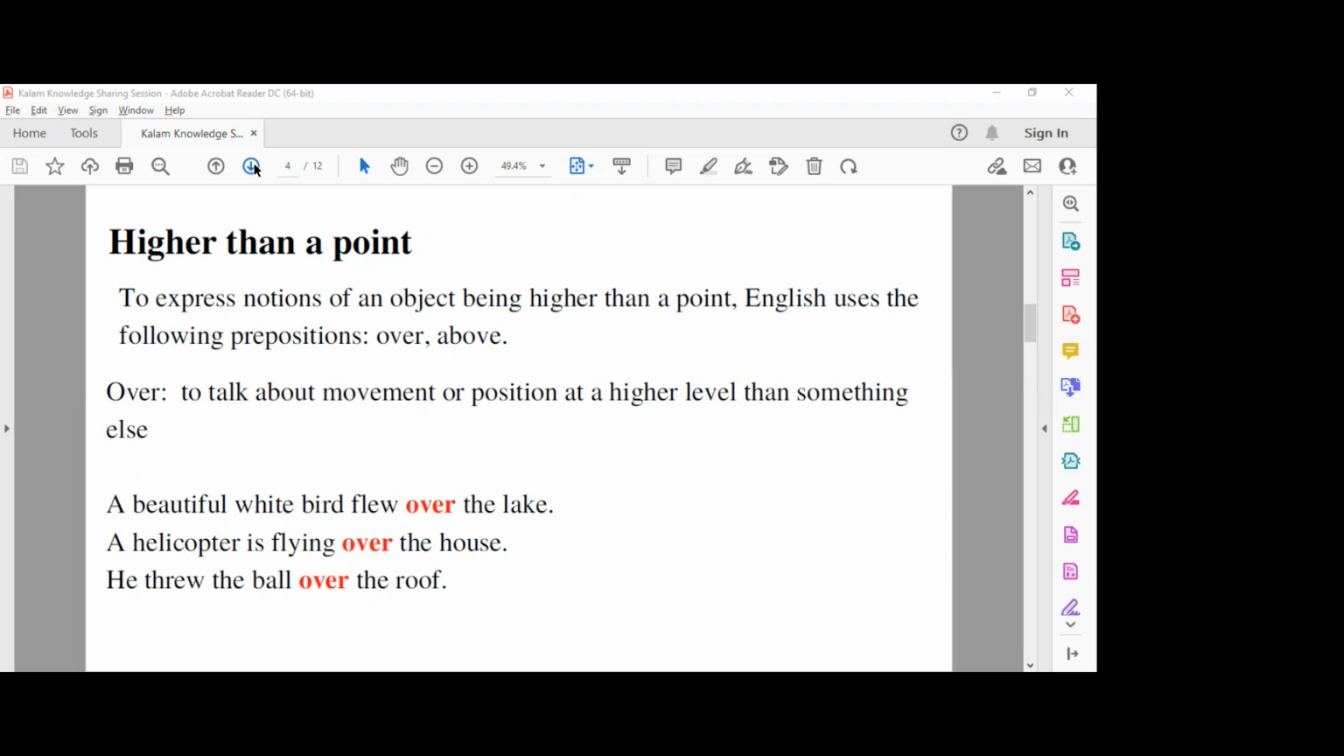Next one is: a helicopter is flying over the house. It is flying over the house. The helicopter is moving from one point to another point. So in that case also we have to use "over". Next one is: he threw the ball over the roof. The ball is going from one point to another point. It is movement. So in that case also we have to use "over".